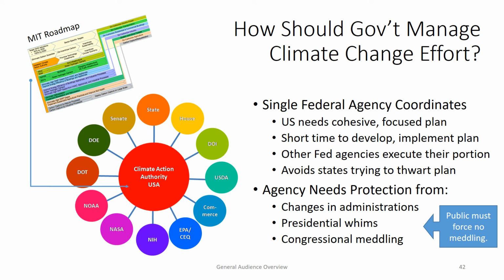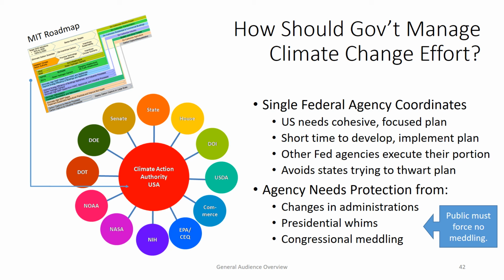So we recommended the mandate. So how are we going to pull that off? And we spent a lot of time, and I will tell you, not everybody in the MIT group agrees with this, but this is where we are. We would set up some sort of climate action authority. It would be a single federal agency to coordinate all this. And the reason for that, the U.S. needs a cohesive, focused plan. There's a short time to develop that and implement it.